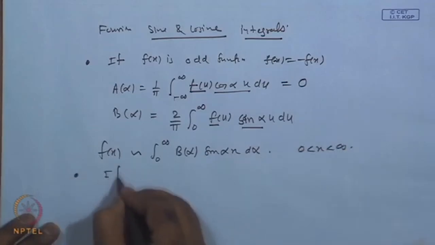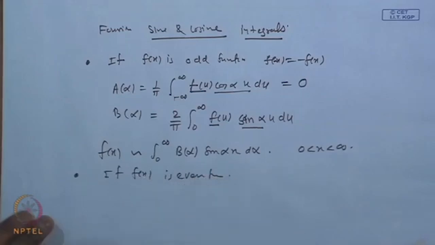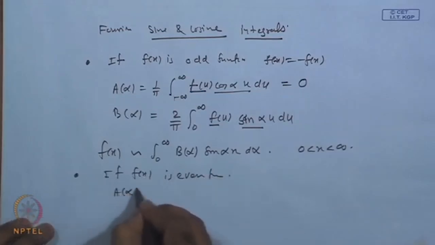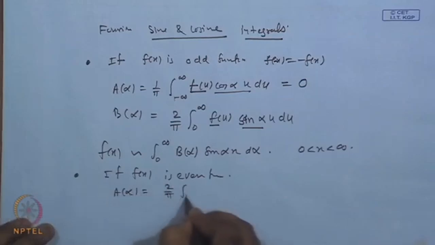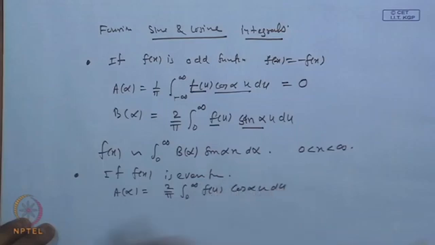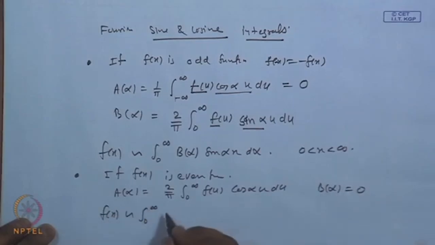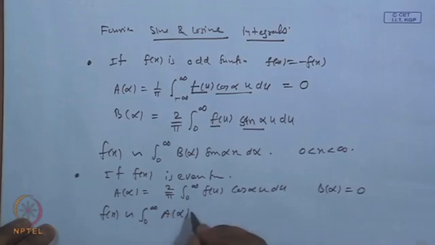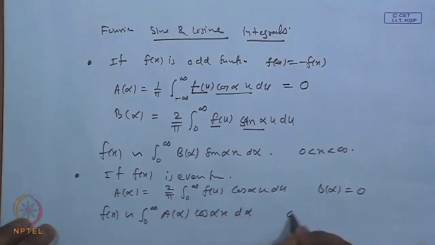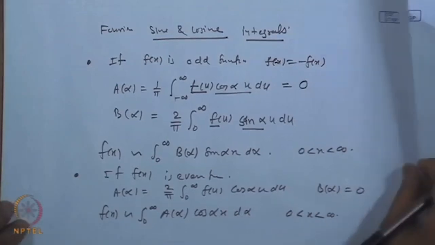And similarly, if the function f(x) is an even function, then B(alpha) will be 0 and A(alpha) will be given by 2 over pi times the integral from 0 to infinity of f(u) cos(alpha u) du. B(alpha) will be 0, and this f(x) we can represent by the integral from 0 to infinity of A(alpha) cos(alpha x) d alpha, and this x is between 0 and infinity.